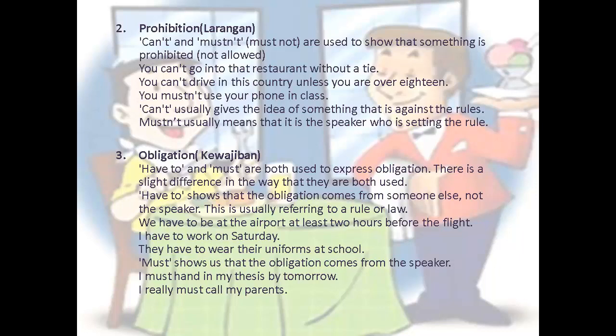For example, number 1, we have to be at the airport at least 2 hours before the flight. Number 2, I have to work on Saturday. Number 3, they have to wear their uniforms at school. Must shows us that the obligation comes from the speaker. Number 1, I must hand in my thesis by tomorrow. Number 2, I really must call my parents.